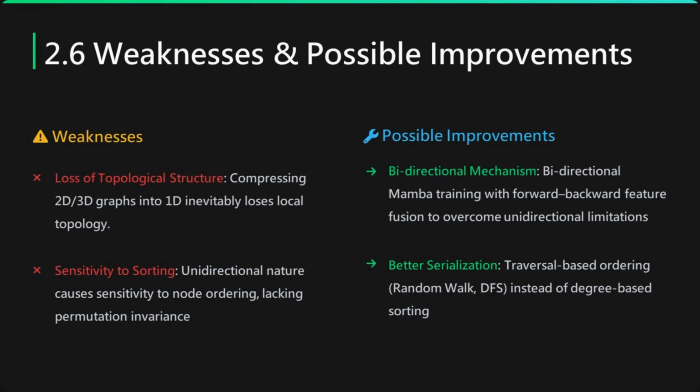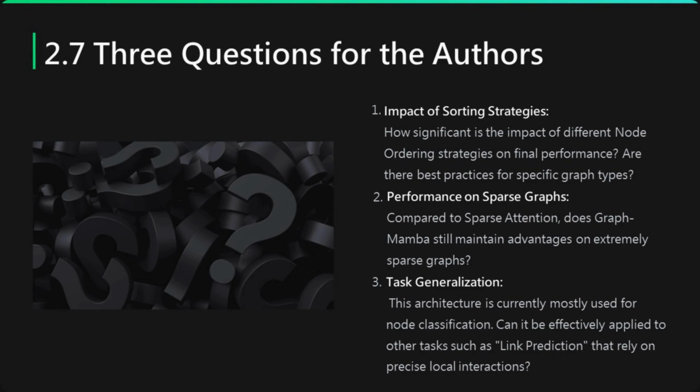After studying the paper and implementation, I identified 3 main questions. 1. Sorting strategies. Since Graph Mamba is unidirectional, node ordering strongly affects information flow. So in domains like chemistry, would structure-aware orderings, such as chemical bonds or spatial distance, work better than simple degree sorting? 2. Sparse graphs. For extremely sparse graphs, sparse attention is already efficient.